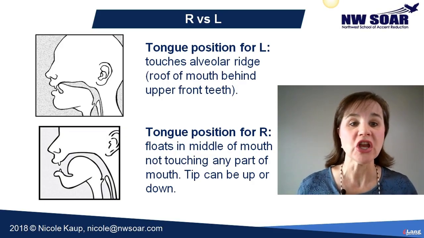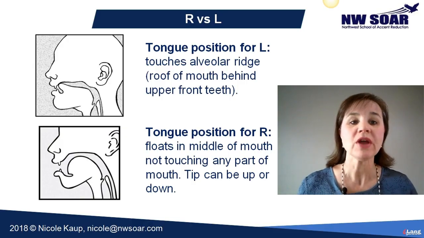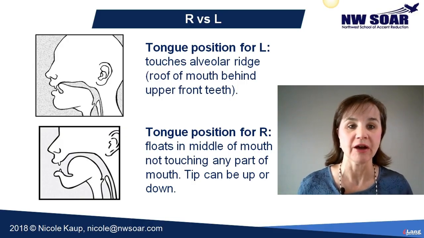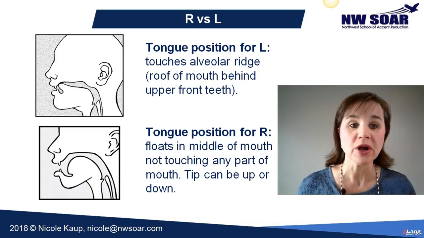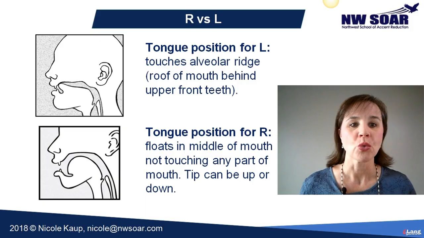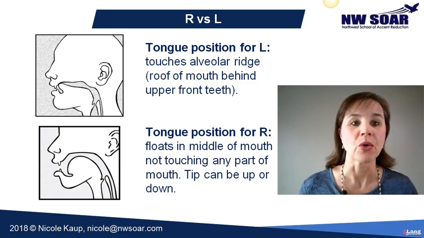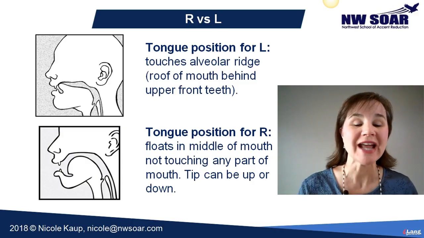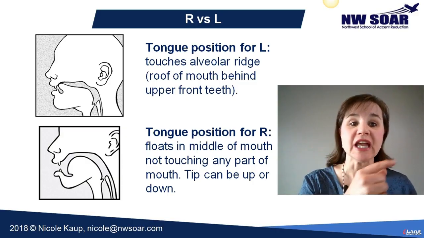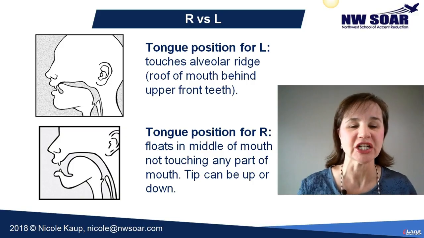Now let me illustrate the R sound for you again. We've done the R several times now. If you remember, the most important part about the R is that your tongue is not touching any part of your mouth. It should not be touching the roof of your mouth or your teeth. Let me illustrate that for you right now. Ra, ra, ra. Notice how my tongue is hovering in the middle of my mouth, not touching anything.